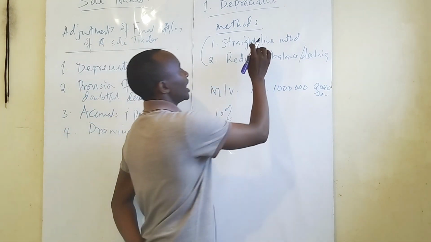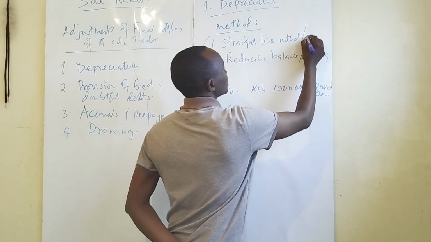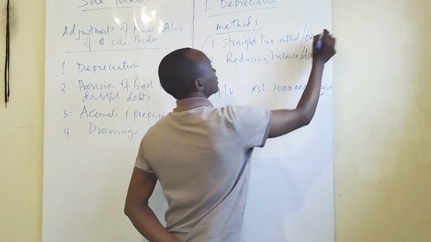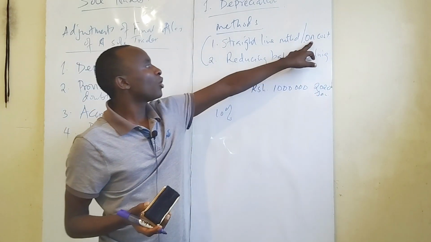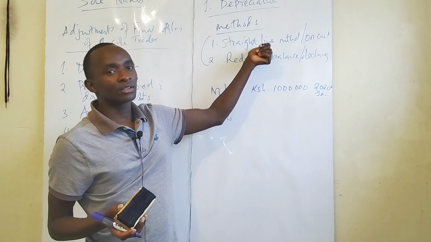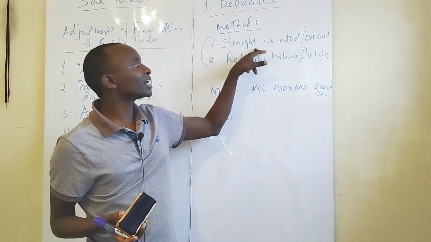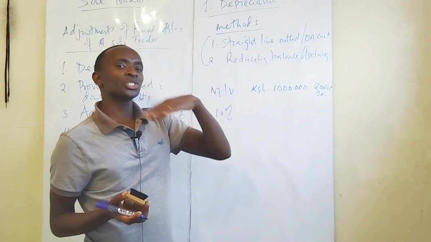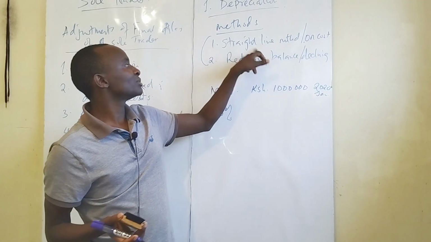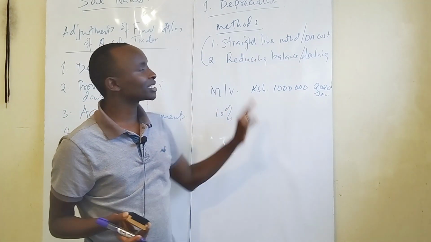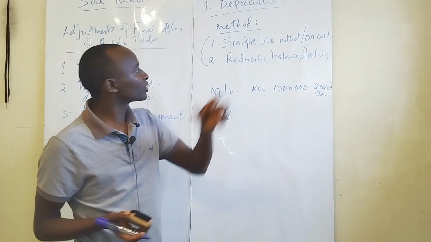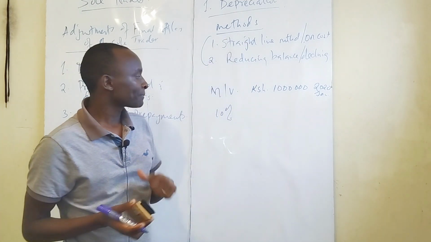So let me tell you, another name of straight line method is on cost. So make sure you understand this. On cost method of depreciation is the same as straight line method. So most examiners normally indicate that maybe they've provided depreciation at 10% on cost. So that on cost is the same as straight line method.